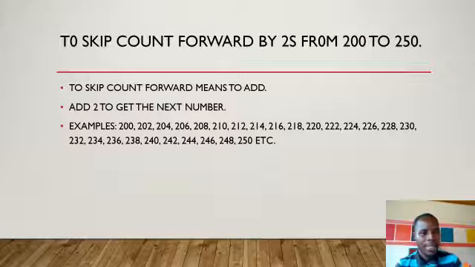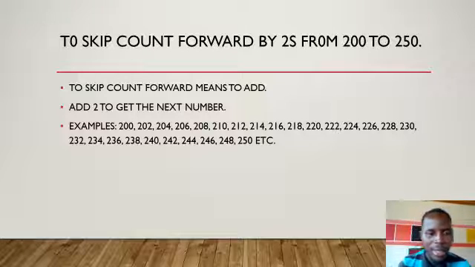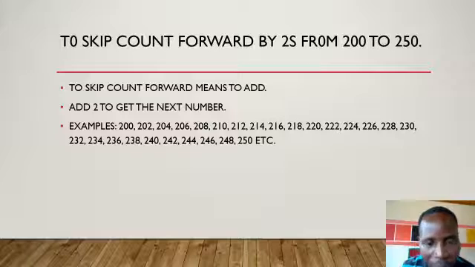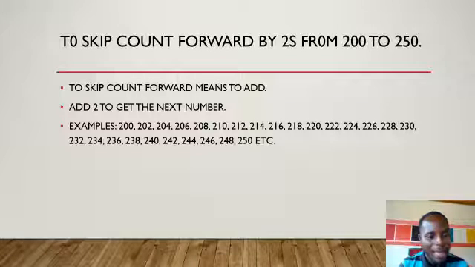Now, let's start. You have to skip count forward by twos from 200 to 250. And I told you that to skip count forward means to add. To add by what? They said forward by twos. So you have to have 2 in mind. To skip count forward means to add 2 to get the next number. For you to get the next number, you have to add 2 to the previous number. So let's go through these examples.